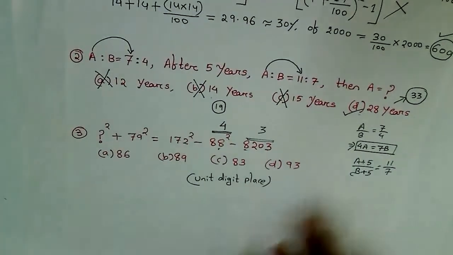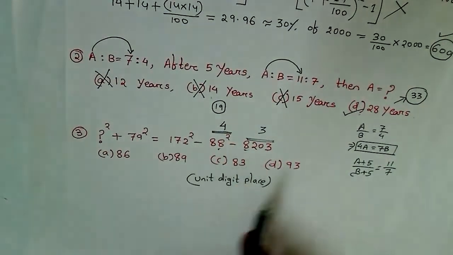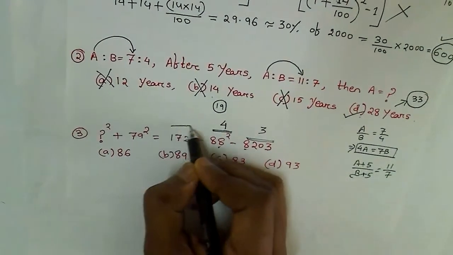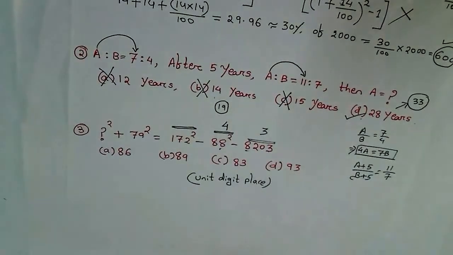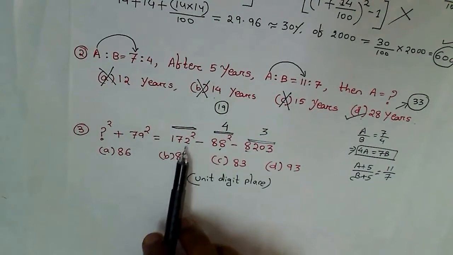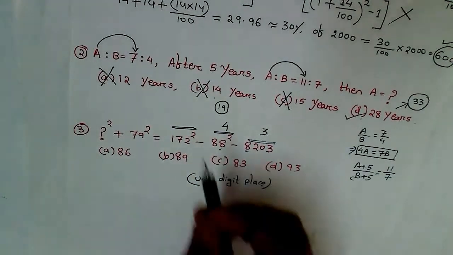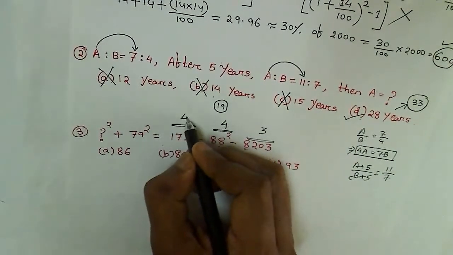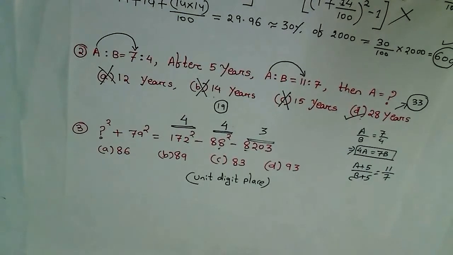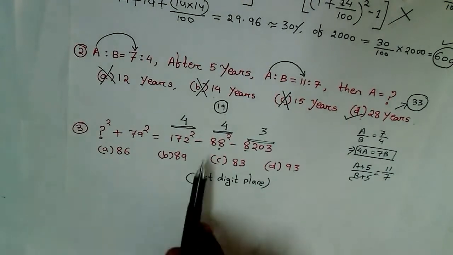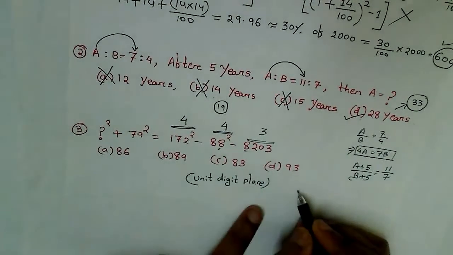Okay. Now similarly here 172 square. If you calculate 172 square, what is the unit digit place? So here unit digit is 2. So 2 square is 4. So here also in unit digit we will get 4. Okay. So in the right hand side, I'll write here.